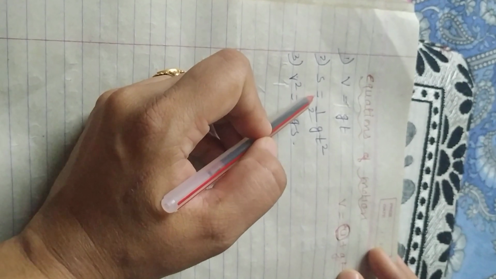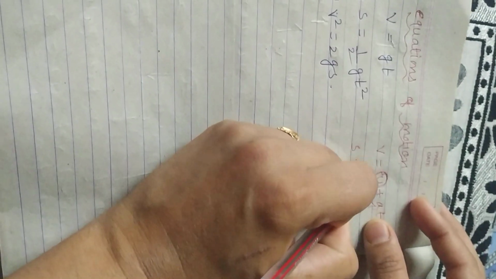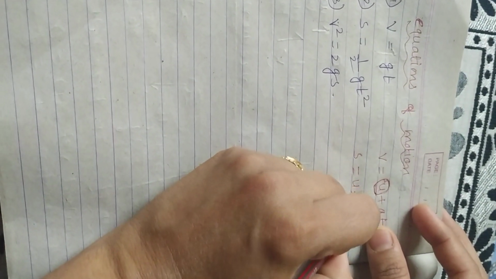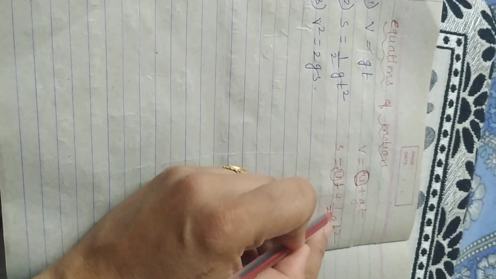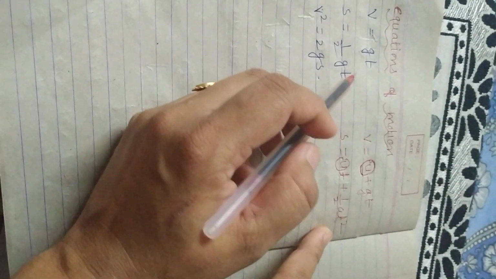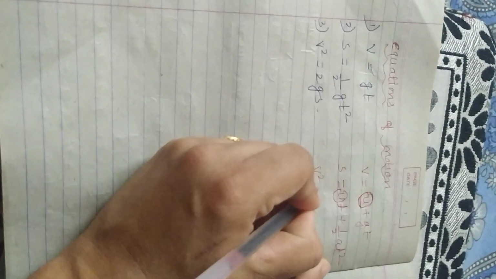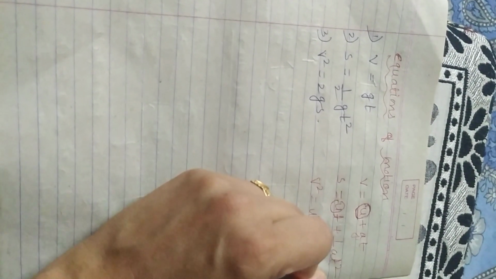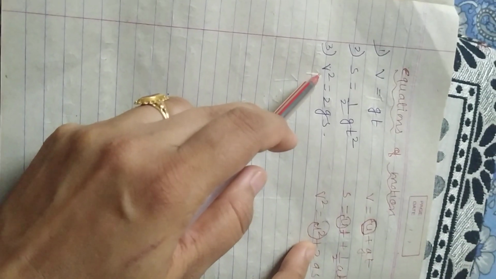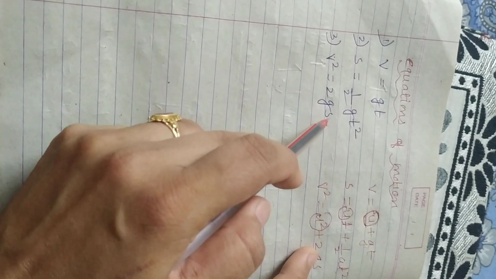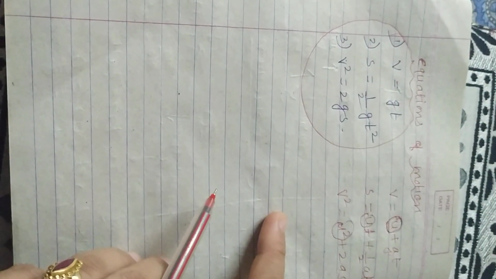Second one is s equals half gt square. How? The equation is s equals ut plus half at square. Here u equals 0, so s equals half gt square. And the third equation, v square equals u square plus 2as. Here u equals 0, so the equation will be v square equals 2gs. These are the equations for a freely falling body. Clear?